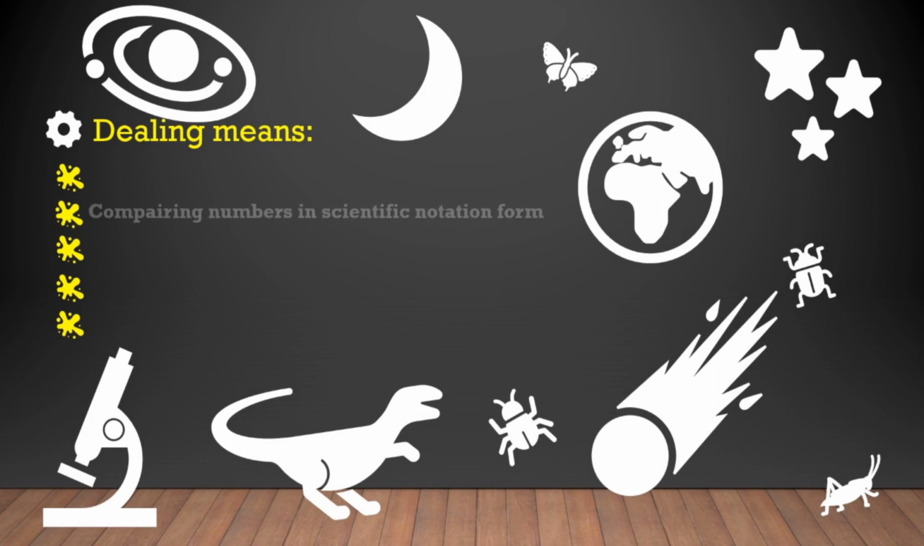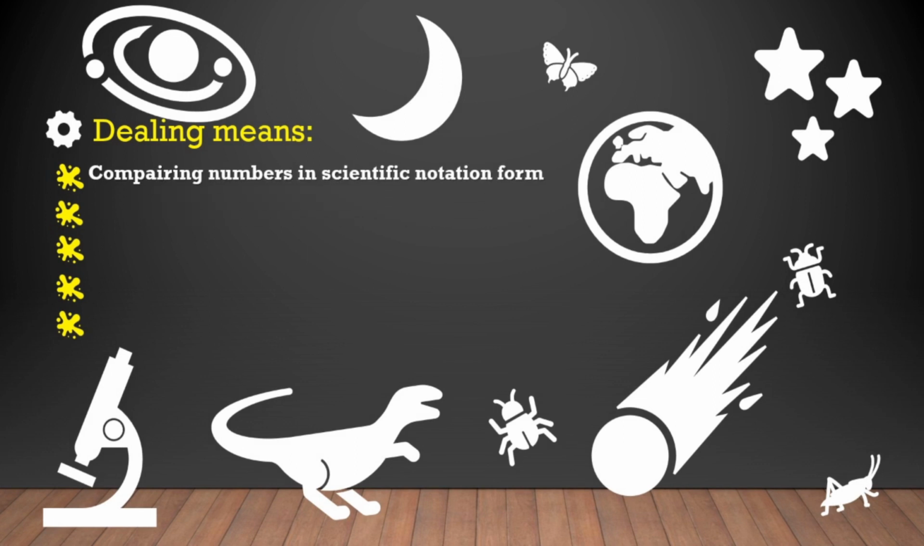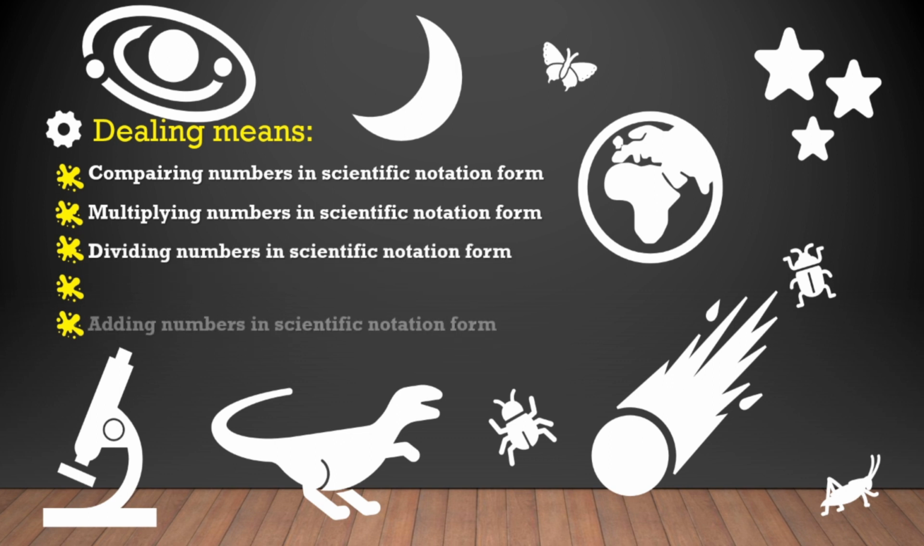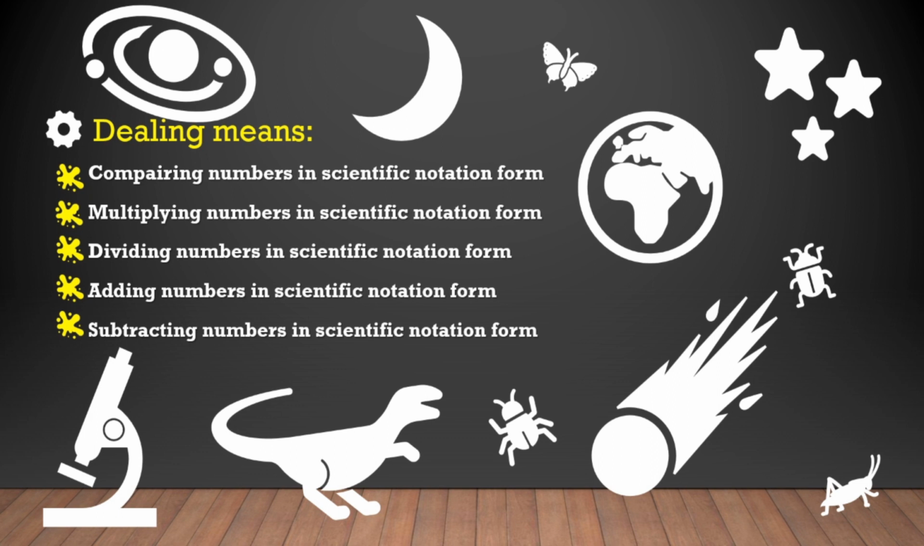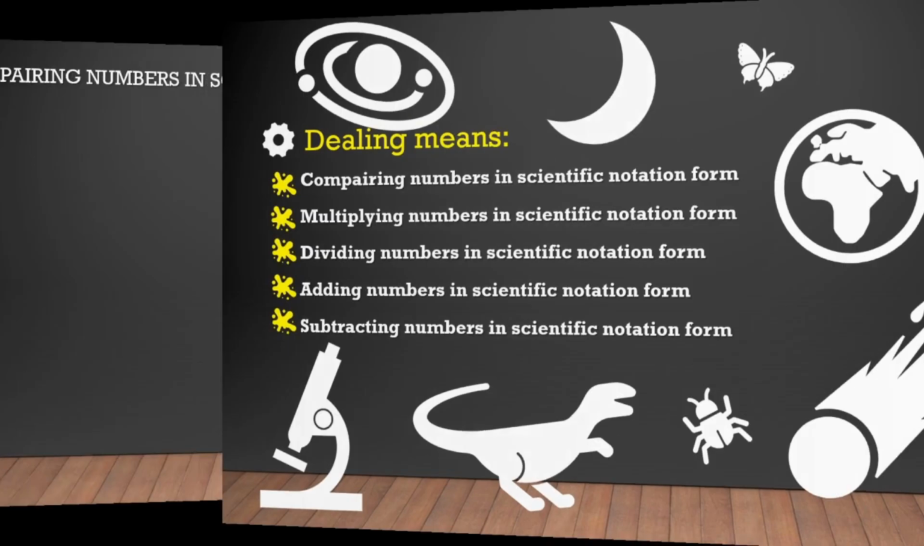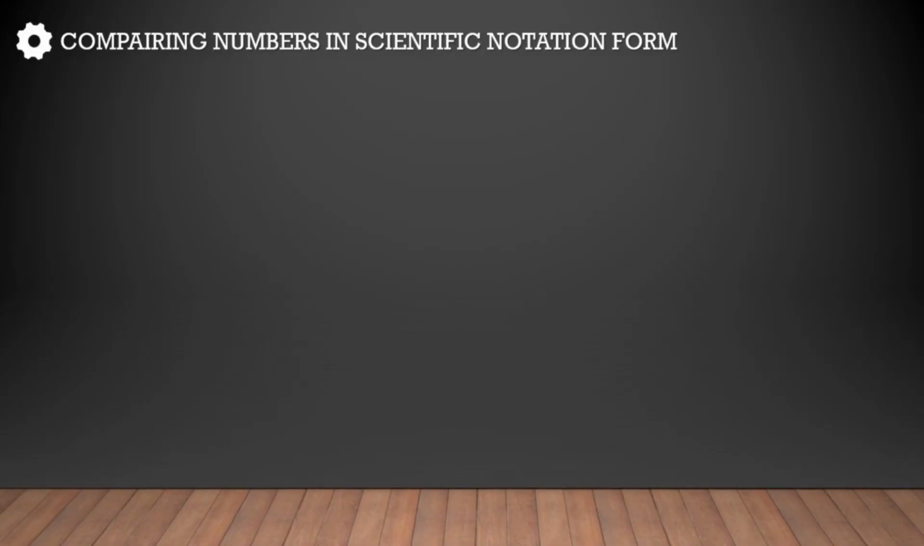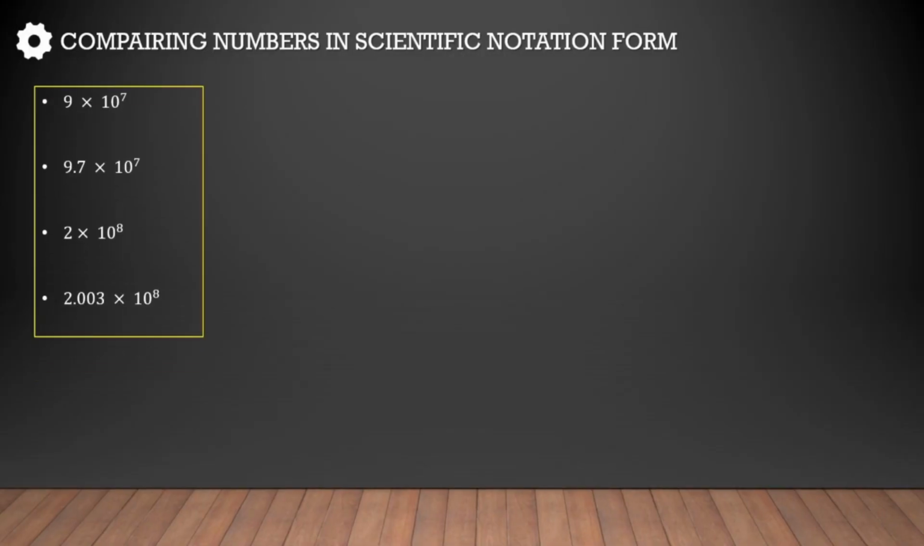So dealing means you should be able to compare these numbers, multiply, divide, add, and subtract. So let's start. Let's take first comparing numbers in scientific notation form. And here are four numbers. We have to compare them. Suppose we have to arrange them in the decreasing order. So which one is the biggest one? Which is to be placed first?